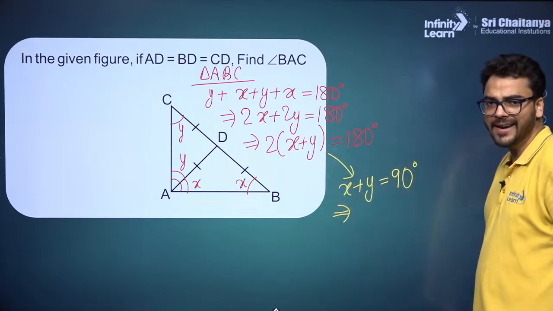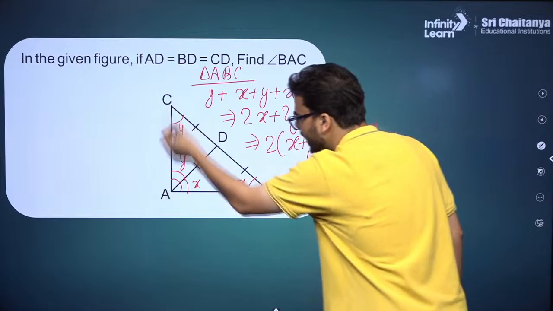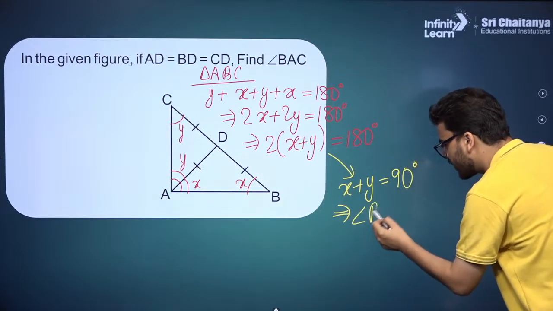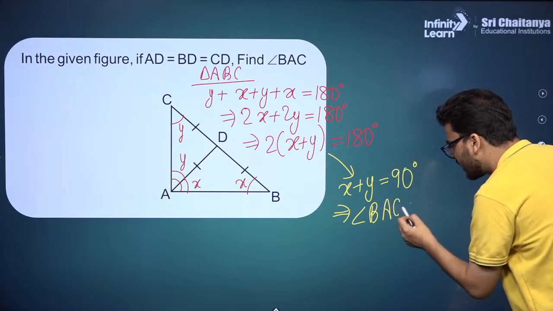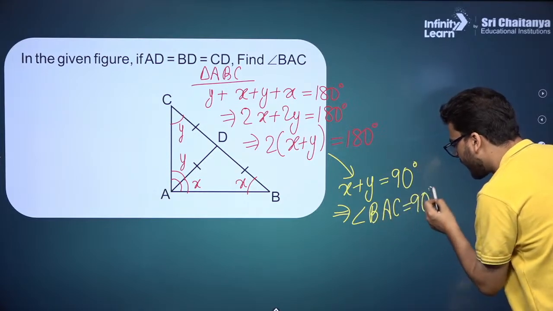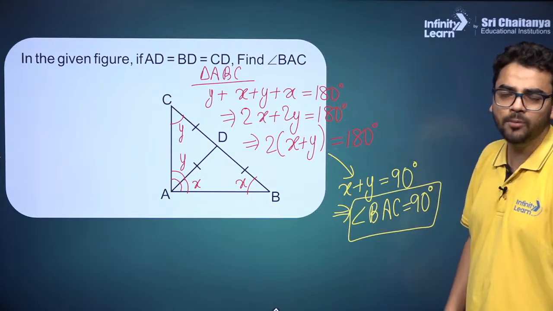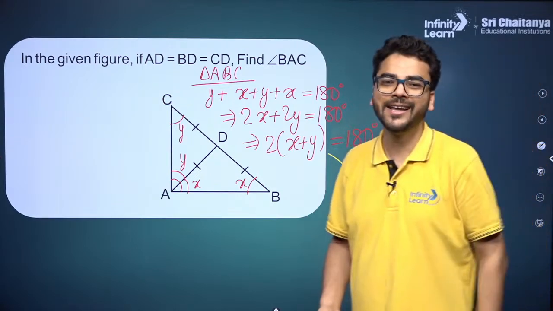Now we have to find angle BAC. So BAC is nothing but x plus y. So therefore I can say over here that angle BAC is equal to 90. I hope this is clear, and that is the answer to this question. I hope this thing is clear to every student in this session.